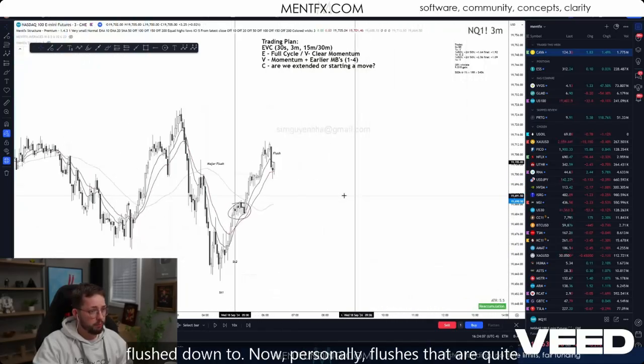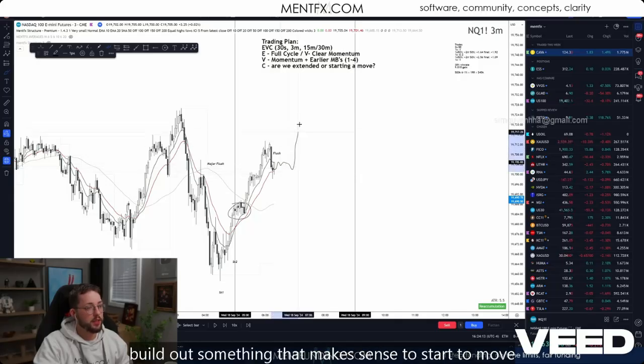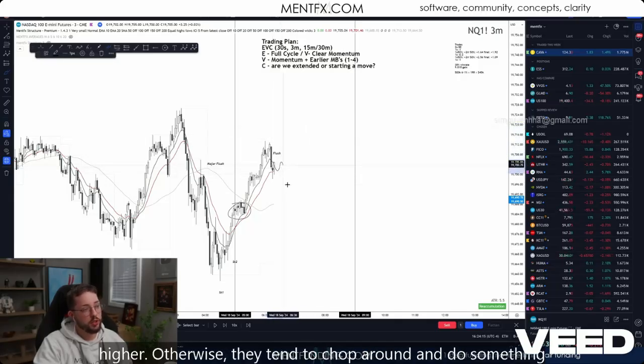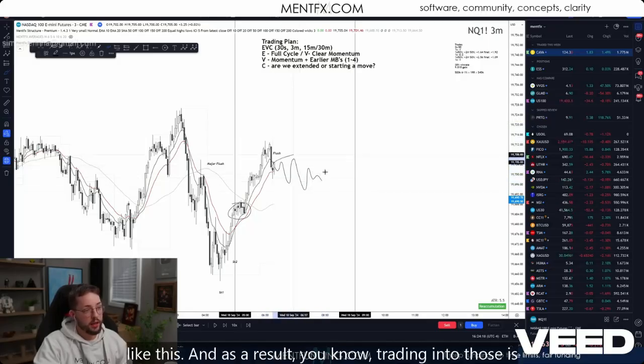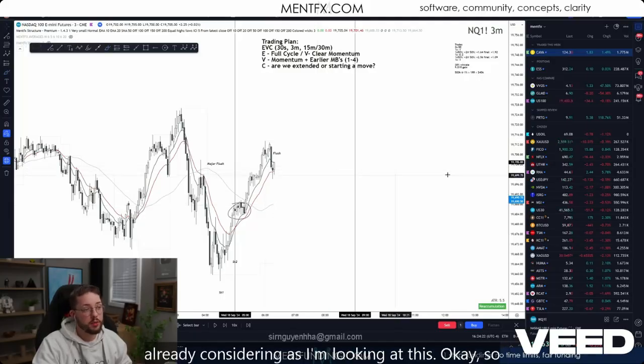Now, personally, flushes that are quite large like this usually take time to have price actually build out something that makes sense to start to move higher. Otherwise, they tend to chop around and do something like this. And as a result, trading into those is going to be a lot harder. So that's something that I'm already considering as I'm looking at this.